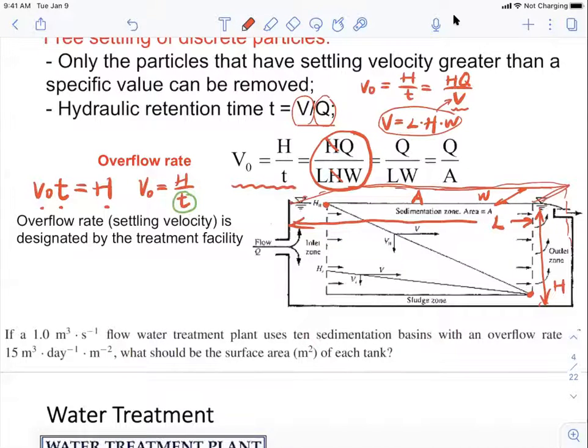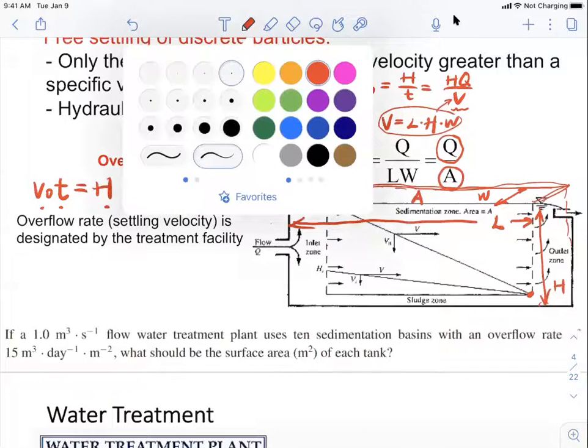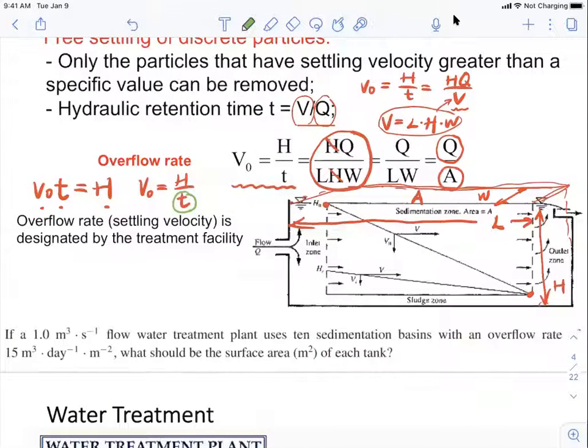So basically what you get is that this critical velocity is just the flow rate through this sedimentation basin divided by the surface area of the basin. So what's happening in a water treatment facility is that when they build a sedimentation basin, they select a critical velocity. People also call this critical velocity the overflow rate. So they will designate an overflow rate, let's say V0.